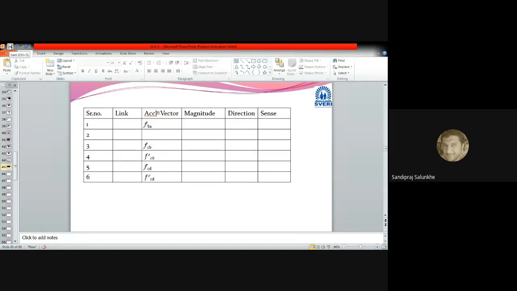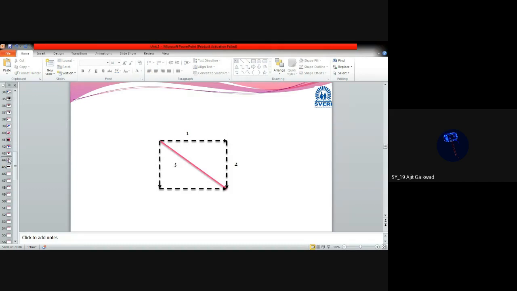हॅलो. Ajit Gaikwad, roll number 19. Yes, sir. Okay. Which link can we take first? सर ज्या लिंकची व्हॅल्यू माहित आहे आपल्याला ती लिंक. बघा.